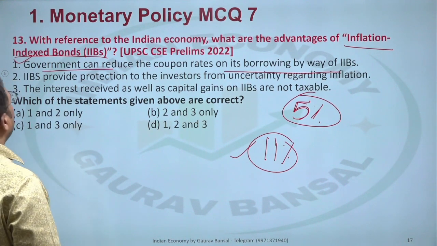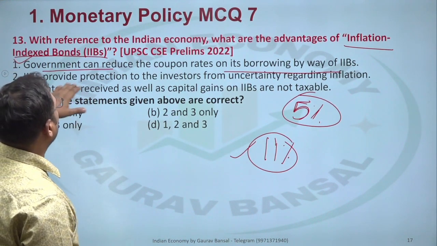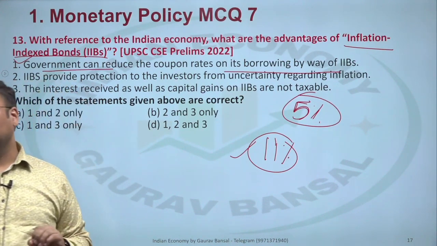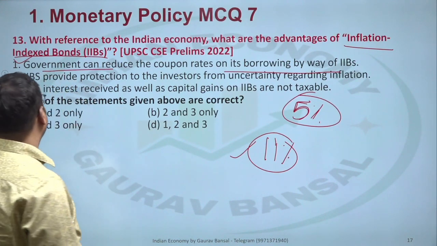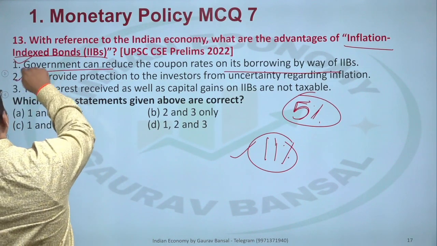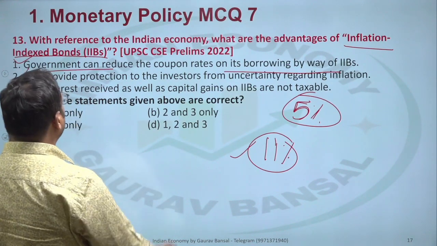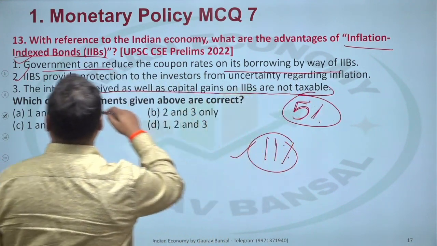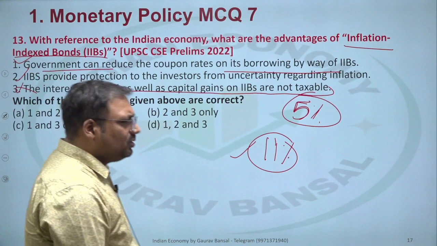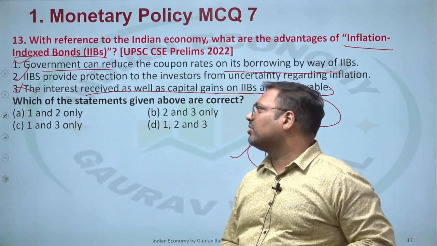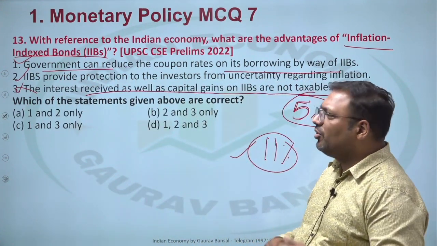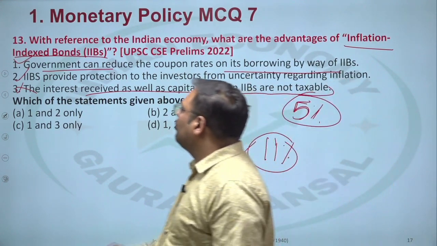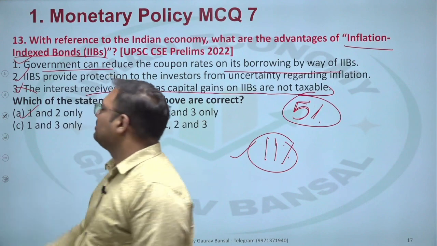Second, IIB, inflation indexed bond, provides protection to the investor from uncertainty regarding inflation. This is definitely correct. This is the very definition. Third, the interest received as well as the capital gains on IIB are not taxable. This is wrong, of course. Everything is taxable. Interest income is your factor income, and that is very much taxable. Answer should be A, 1 and 2 here.